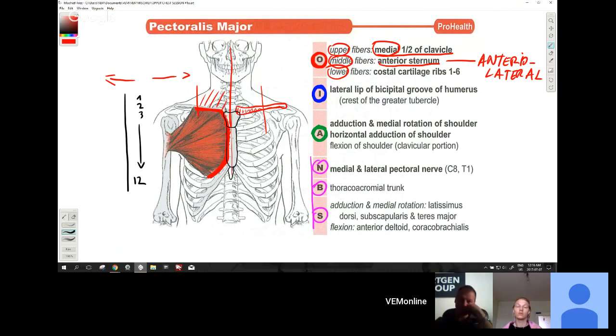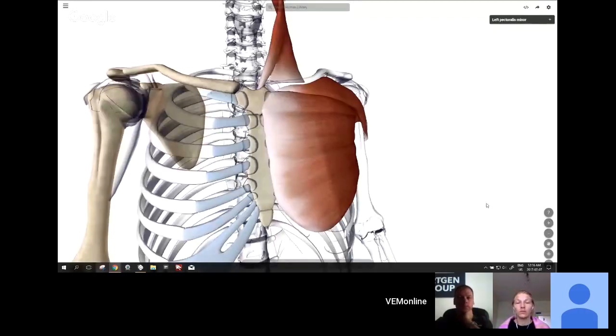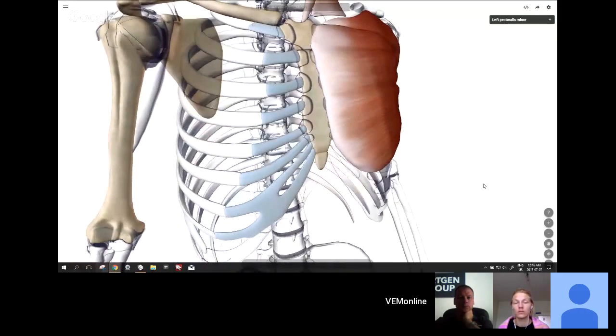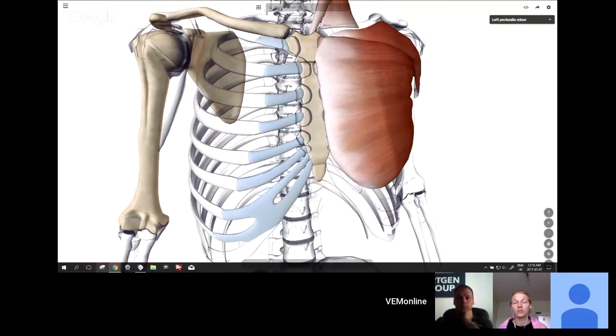Just understand that pectoralis major lower fibers originate from costal cartilages. Costal cartilage is this cartilaginous structure that connects the rib with the sternum. It's right in between the rib and the sternum. Here you can see that. Let's switch to the three-dimensional body and you'll see that right away. Those bluish colored structures are costal cartilages.